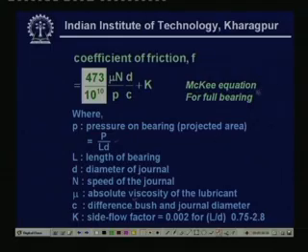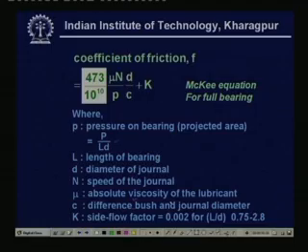A full bearing means the entire 360 degree zone has been taken into account. If it is a half bearing, the entire bearing may not be on the bush system; it can be somewhere like this also. So, that is what is called a half bearing, etc.